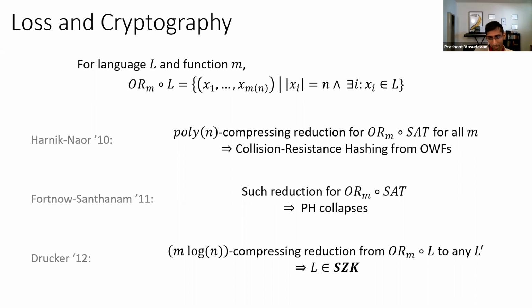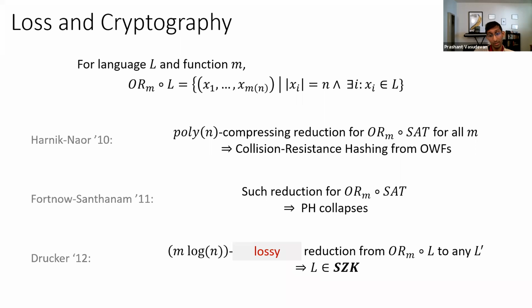Let's say you have a reduction like this from R of any language L to any other language at all. Then this L is contained in this class called SZK. In particular, SZK is not believed to contain NP-hard problems because that would imply a polynomial hierarchy collapse. So this implies the previous results and does something much stronger. And this was our starting point.